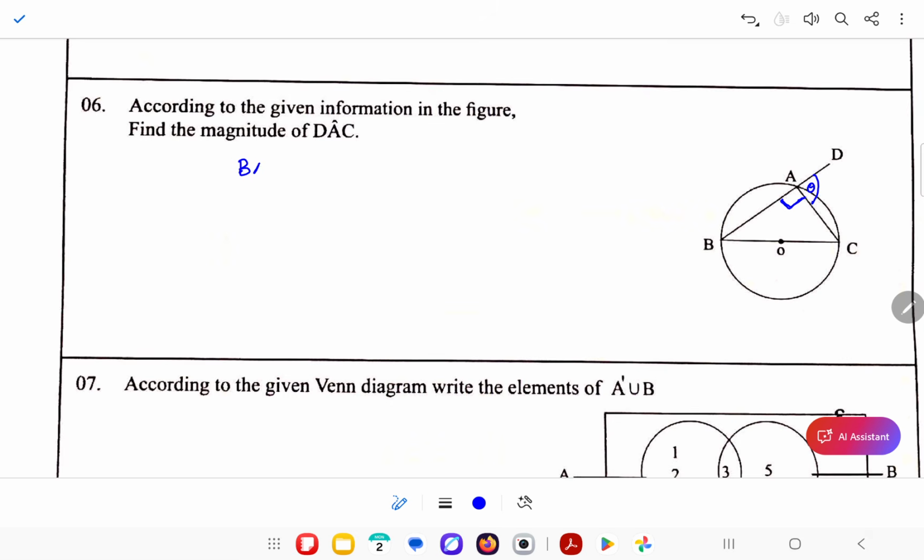BAC is 90 because BC is a diameter. So then this is what? Angle on a semicircle is what? 90 degrees. So then we have DAC. DAC is also 90, no? Because these are angles on a straight line. 180 minus BAC, which is 90. So DAC is also 90 degrees.